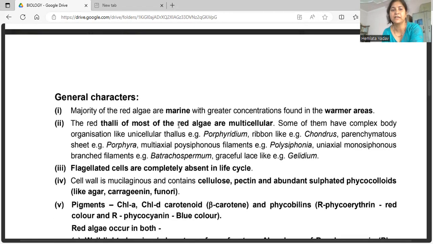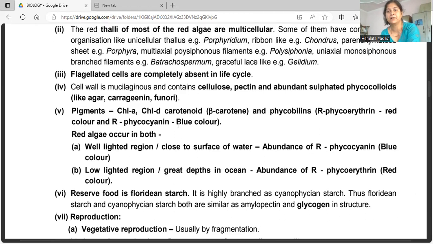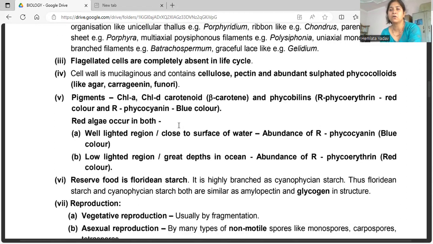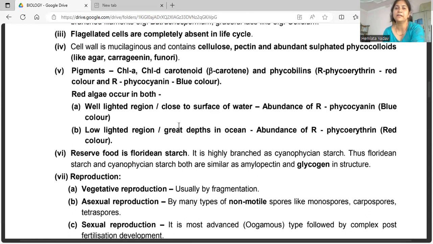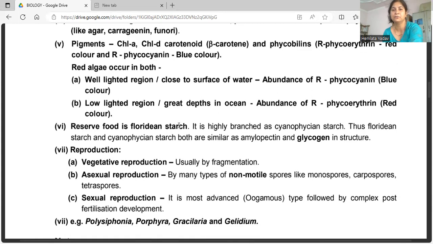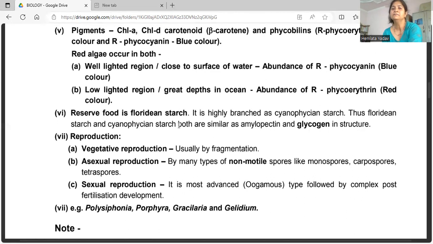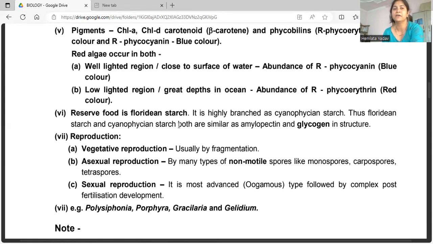Class Rhodophyceae, general characters: the majority of red algae are marine, with greater concentration in the warmer areas. Most red algae are multicellular, and some have complex body organization: Porphyridium, ribbon-like Chondrus, parenchymatous sheet Porphyra, and multi-axial, polysiphonous, filamentous forms. Flagellated cells are completely absent in the life cycle. The cell wall is mucilaginous and contains cellulose, pectins, and abundant sulfated polysaccharides such as carrageenan. Pigments are chlorophyll a and d, carotenoids, beta carotene, and phycobilins: phycoerythrin and phycocyanin, blue in color.